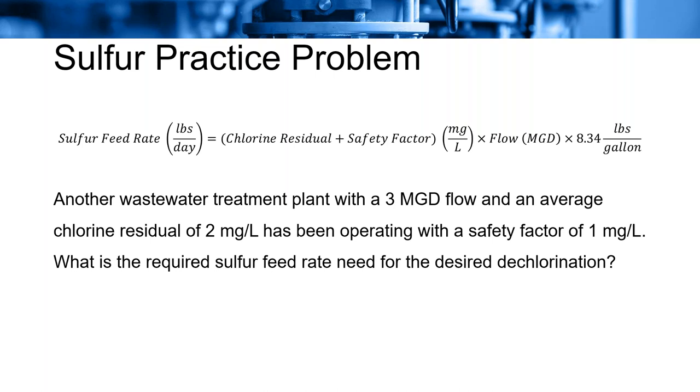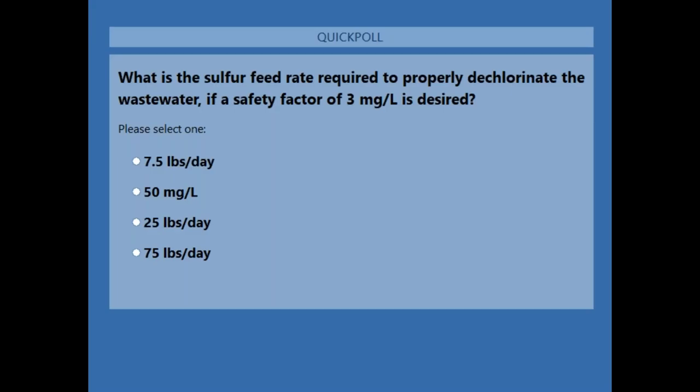Okay, let's go ahead and put up the poll question, and we'll have everyone put in their answers, and then we can go over the answer. The possible answers are 7.5 pounds a day, 50 milligrams per liter, 25 pounds a day, or 75 pounds a day. Closing the poll in 3, 2, 1.